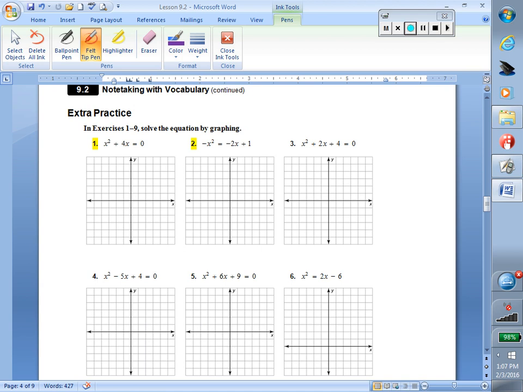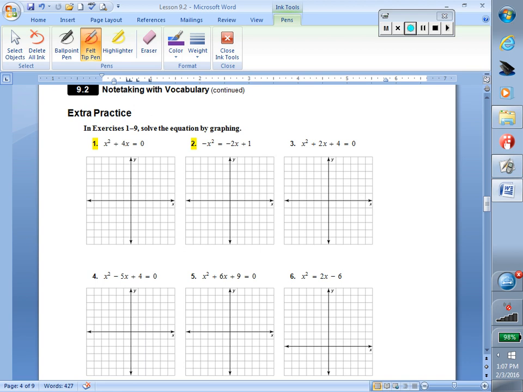So let's take a look at number 1. Step 1 says we need our quadratic in standard form. What do you guys think? Do we have that with number 1? Are we ready? Yeah, we've got our squared term, we have our term to the first power, and we don't have a constant.